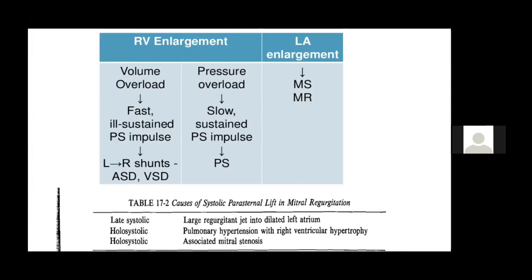Usually we see it in patients with chronic severe MR and not in acute MR, where it is a small LA and not a large LA. So this is known as a parasternal lift. Now, how do you differentiate a lift and a heave? There are three important differences.